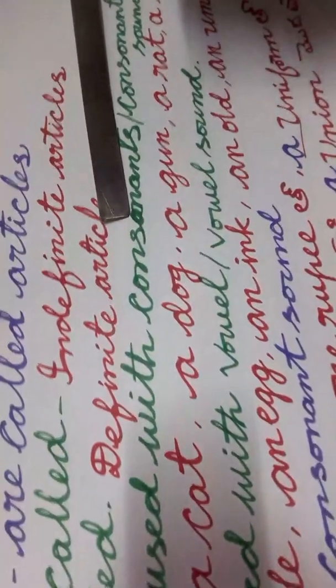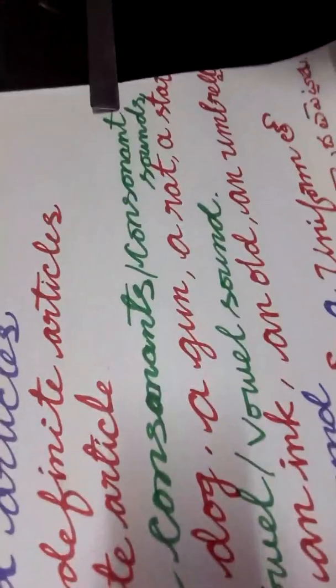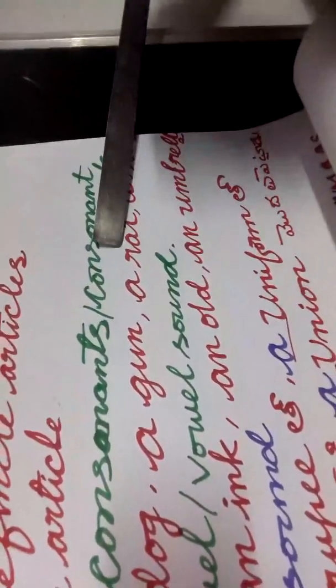Next point. A is used with consonants or consonant sounds. Example, a bat, a cat, this C is a consonant. A dog, this D is a consonant. A gun, this G is a consonant. A rat, this R is a consonant. A star, this S is a consonant here. So a should be used before the consonants or consonant sounds.